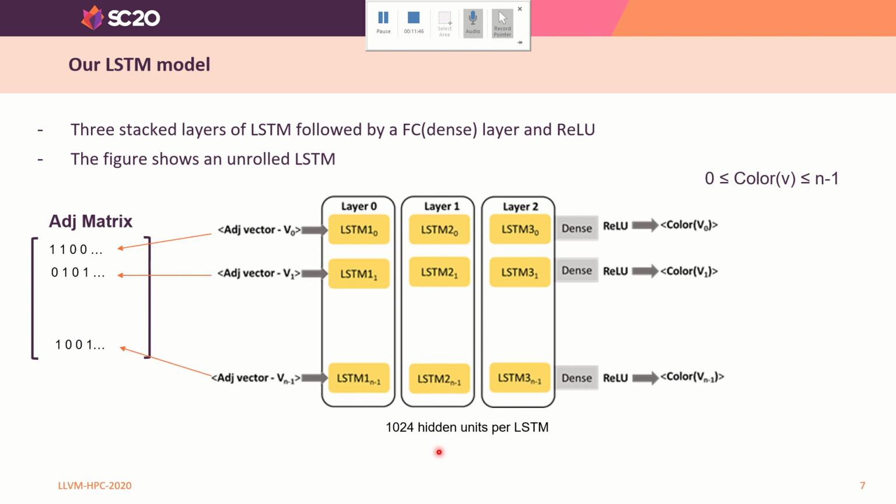So the figure here shows an unrolled LSTM, which means that the time series of the LSTM is shown as an unrolled version, as in LSTM 10, LSTM 11, LSTM 1n-1 are nothing else but the unrolled sequence of LSTM 0, and similarly for layer 1 and layer 2. The input, as I said earlier, is just the adjacency matrix of the graph, but we take each row as its adjacency vector and then push it into the model. And the output is a sequence of node colors starting from 0 to n-1.